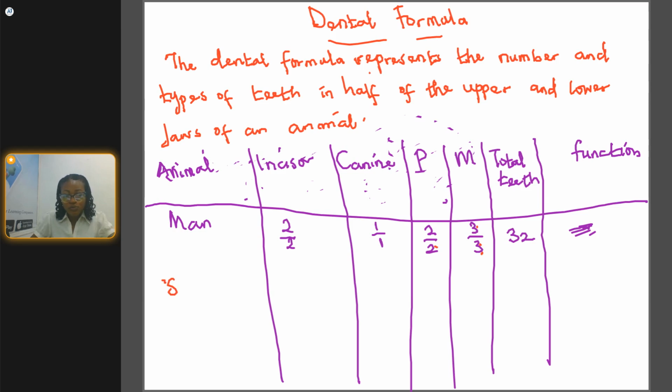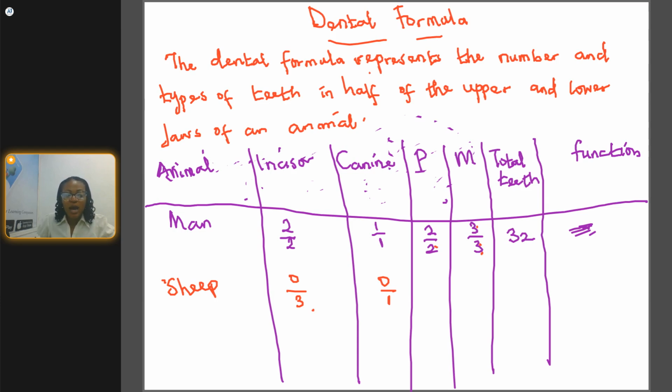So for sheep now, for sheep you have 0 over 3. What does 0 over 3 mean? It means that there is no incisor at the upper part, but there are 3 incisors at the lower part. That is what this means. Okay, and for canine we have 0 over 1, which means that there is no canine at the upper part, but there is 1 canine at the lower part.